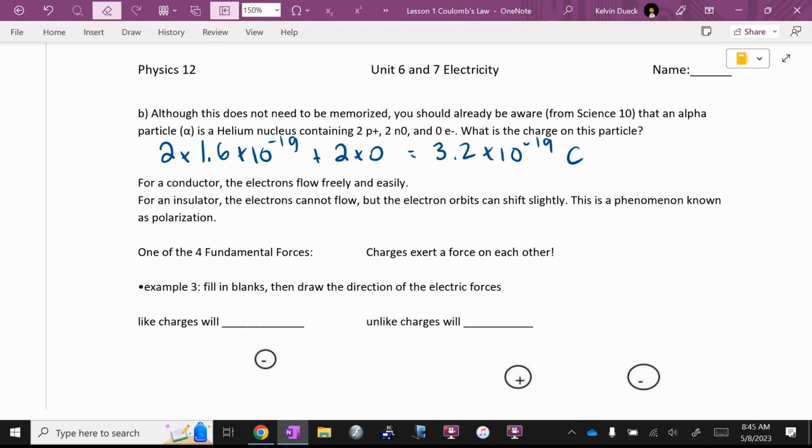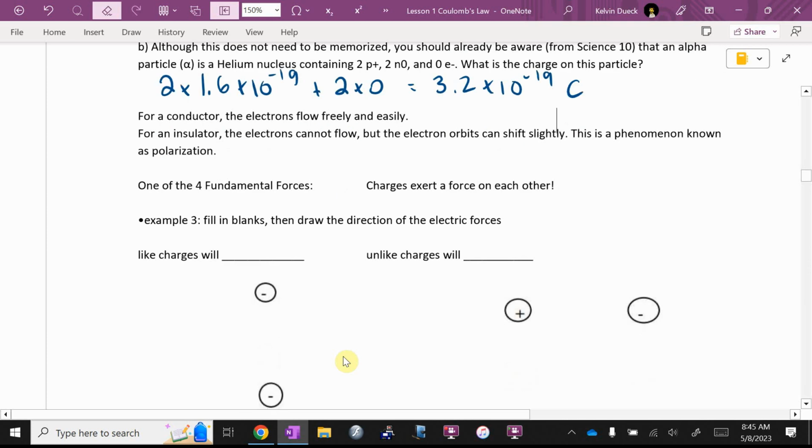So if you know the charge on an object, if it's positive, you can figure out how many extra protons it has. If it's negative, you can figure out how many extra electrons it has. For a conductor, which we'll look at in a couple of lessons, electrons flow easily and freely. But for an insulator, the electrons cannot flow, but they can shift slightly. This is a phenomenon known as polarization. We'll talk about that in a second.